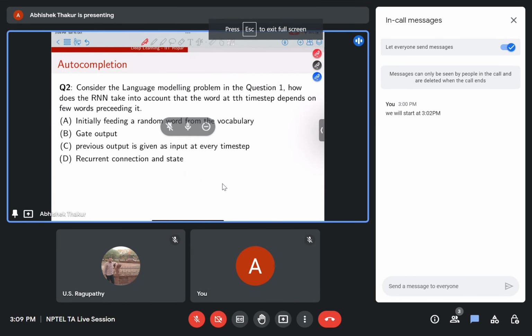Consider the language modeling problem in question 1. How does the RNN take into account that a word at a t-th timestamp depends on the few words preceding it? We have already discussed that the previous output is given as input at every timestamp. So option C is correct for this question.